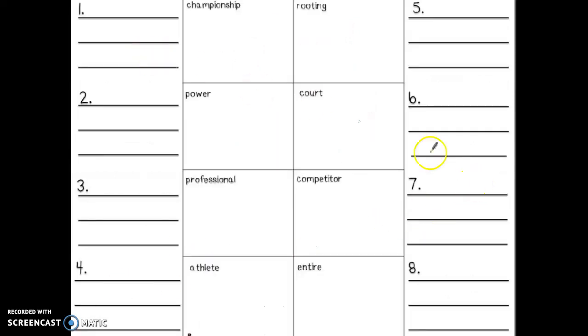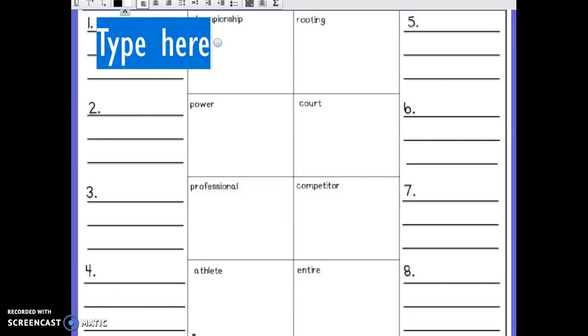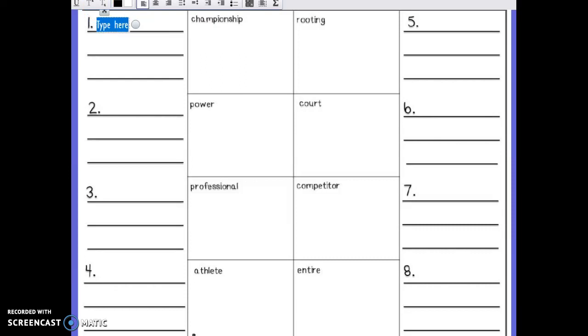So for example, for championship, I might say, the Bulldogs played in the championship game. That shows me that you know how to use this vocabulary correctly. You understand it. You can use it in a sentence. The Bulldogs played in the championship game.